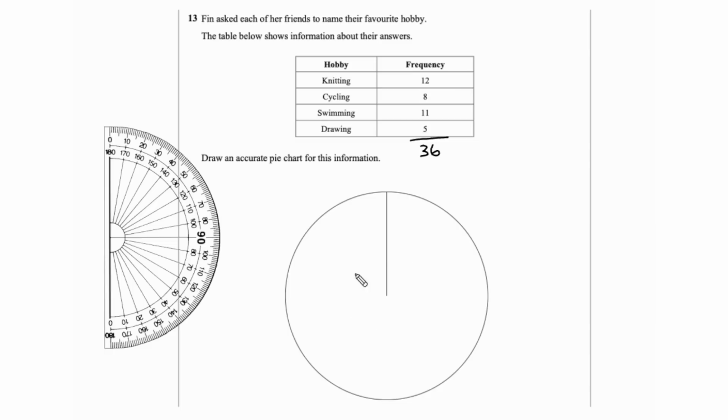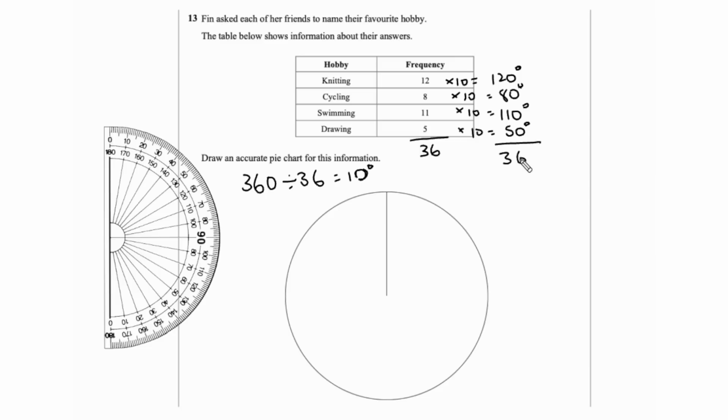Now we know that angles in a pie chart around a point add up to 360. So I'm going to take 360 and divide it equally between the 36 people that we asked, and that is 10 degrees. So I then need to multiply each section by 10 degrees to find out how much each section is worth. We've got 120 degrees, 80 degrees, 110 degrees, and 50 degrees. So you take the total 360 and divide it by how many pieces of data there are, and just double check that does add up to 360.